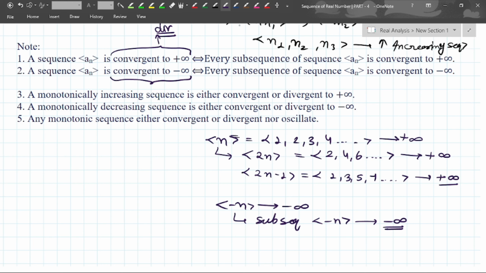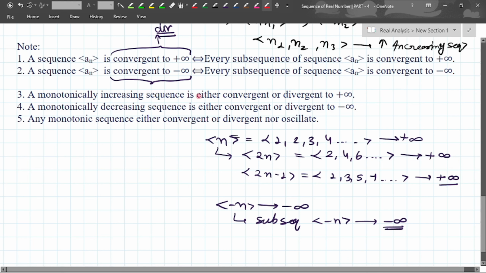Okay, next we have: a monotonically increasing sequence is either convergent or diverges to infinity. Let's say this is a monotonically increasing sequence. It is also a strictly increasing sequence. Similarly, you can take the example of a monotonically decreasing sequence. Any monotonic sequence either converges or diverges, it does not oscillate.